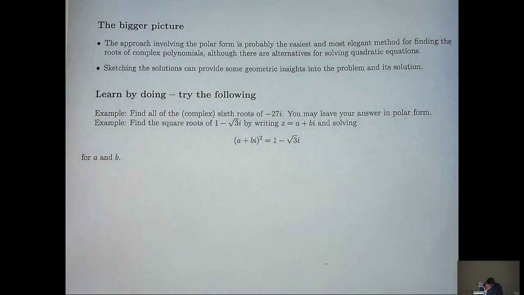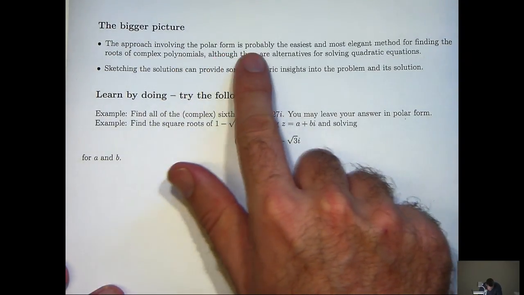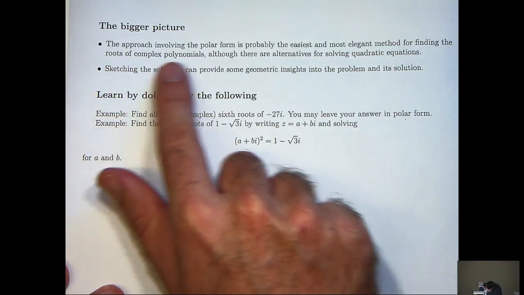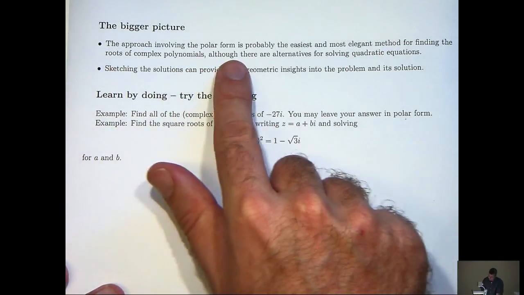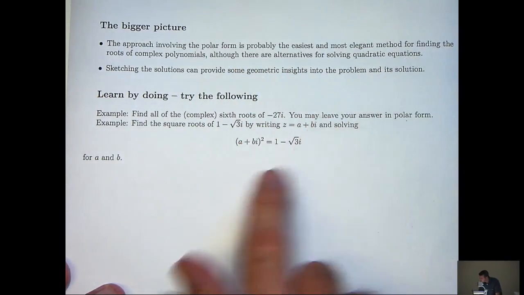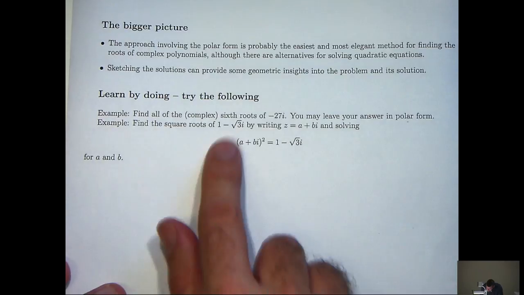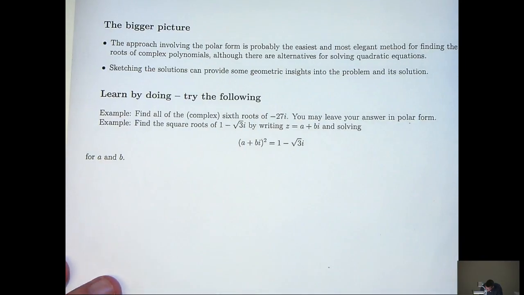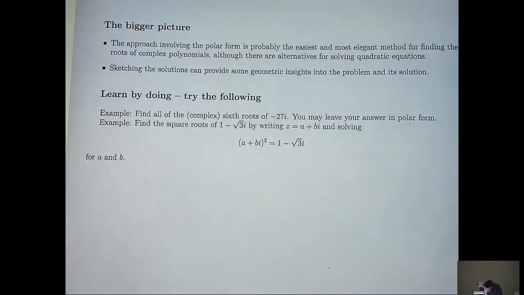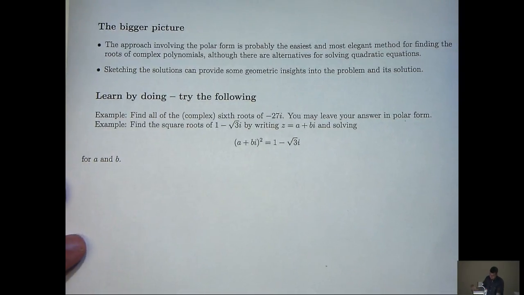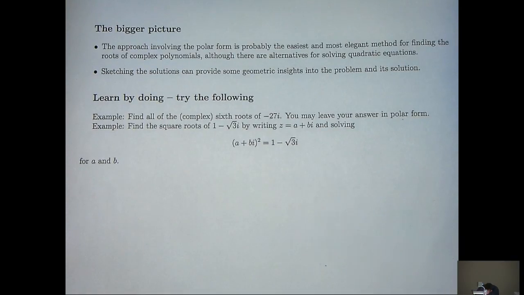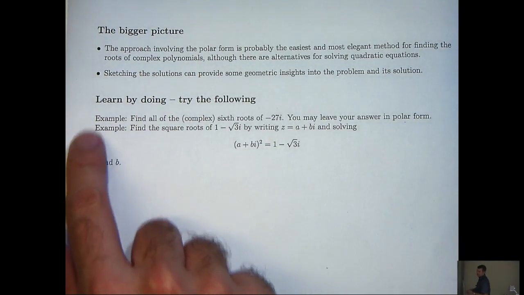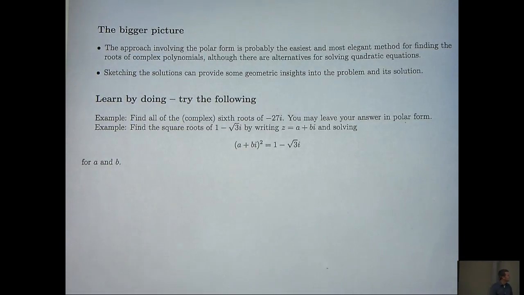Okay, so let's look at the bigger picture. Basically, what are some ideas that you can use to solve all sorts of problems? Well, this approach involved the polar form, and it's probably the easiest and the most elegant method for finding roots of complex polynomials. Although you can use an alternative method for solving quadratic equations, and I've got an example down here that I'm going to ask you to do. Sketching the solutions can provide some geometric insights into the problem and its solution. Now, a good piece of information here is that always remember, you don't get good at mathematics unless you do mathematics. You need to learn by doing. So I've left some examples here for you to do to further build your knowledge and your intuition.